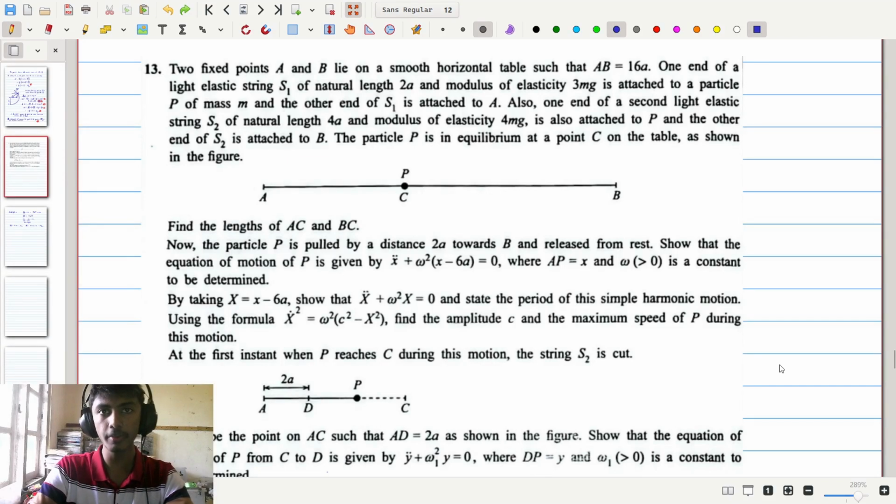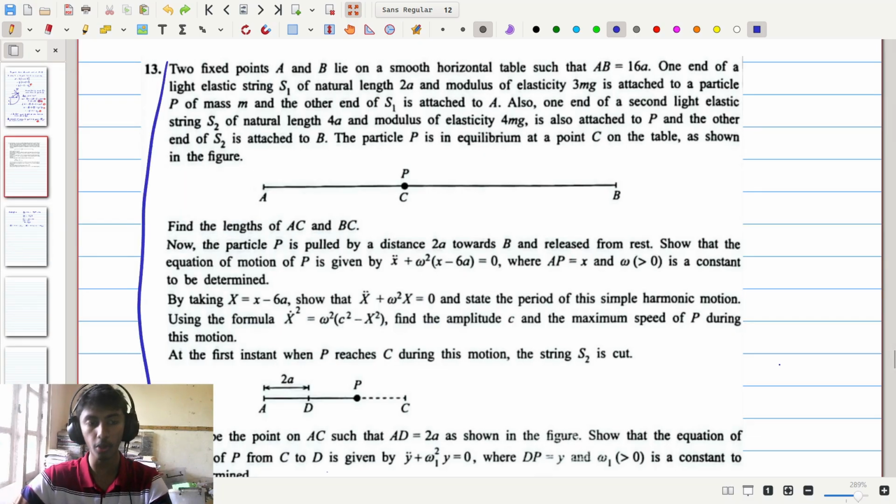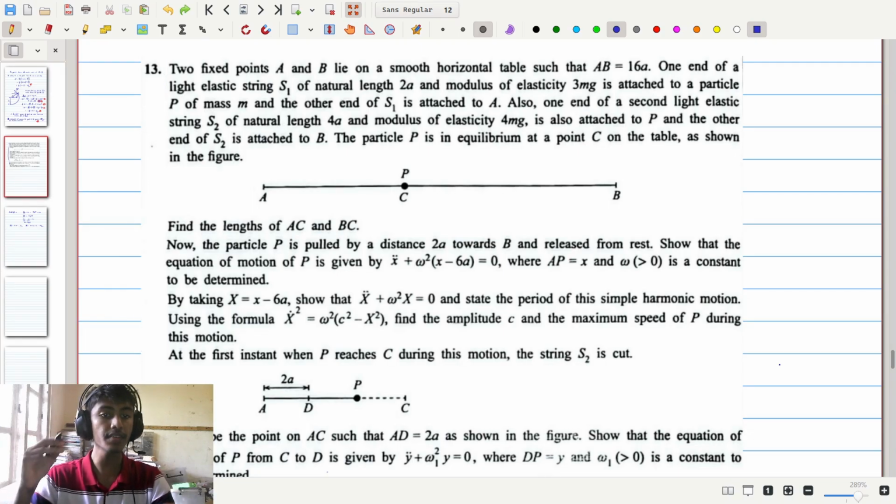2025 A-Level Combined Mathematics Paper 2 Part B question number 13. This question has to do with simple harmonic motion. Now, unlike most of the questions in this paper, question number 13 doesn't have any part A's or part B's. The entire question is just one single block of text. This makes question 13 quite long. But even though it's quite long, you shouldn't get intimidated by its length, because this question is actually quite easy.